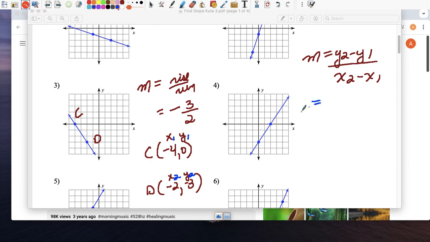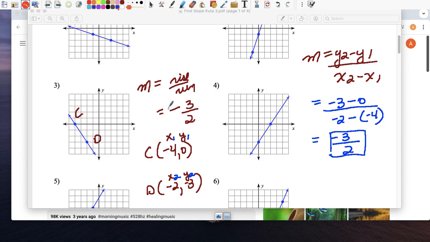Let's plug it in here. So y2, negative 3, minus y1, which is 0, over x2, which is negative 2, minus negative 4. Let's see what we get. On the top, negative 3 minus 0 is just negative 3. On the bottom, negative 2 minus negative 4 is positive 2. Look, I got the same answer doing it this way and doing it this way.